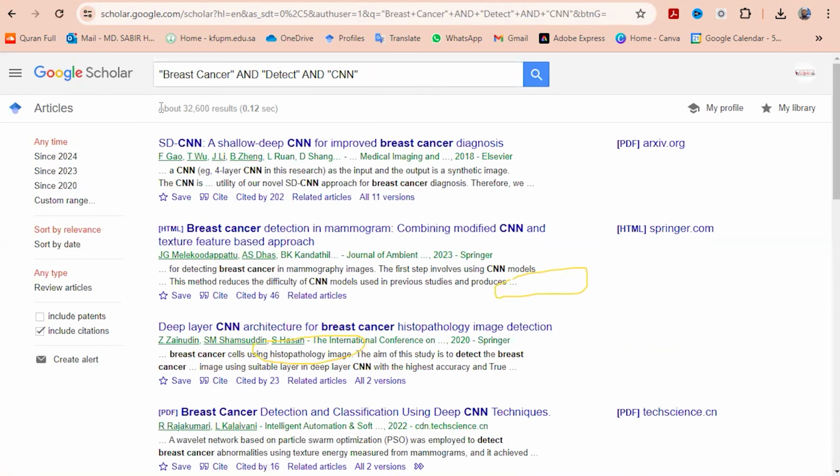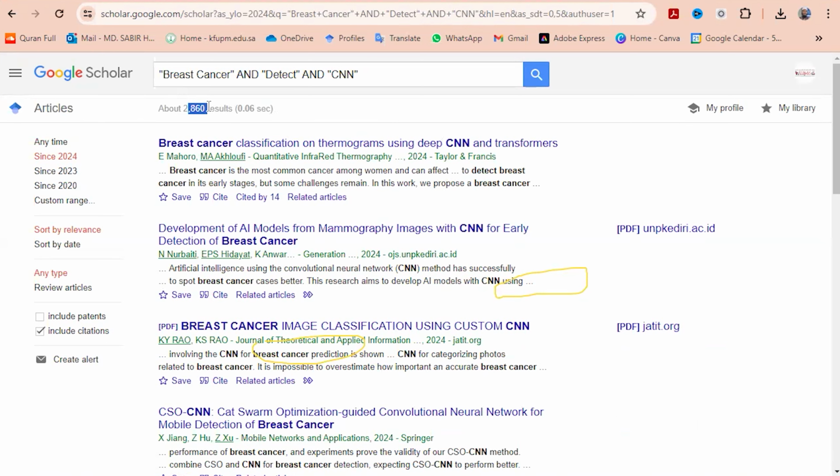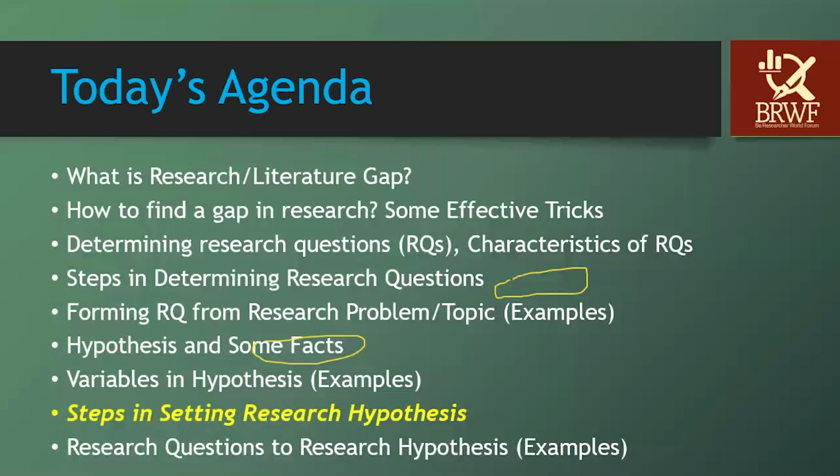See the results. It is still a very hot topic, with more than 32,000 papers available. If I search only from 2023, there are still 11,000 papers. For 2024 only, still more than 2,000 papers. Even if I exclude citations, the number is very high. So both topics are important, and you can go for it as well. I think you now have a clear idea how to define your hypothesis and what the dependent and independent variables will be.